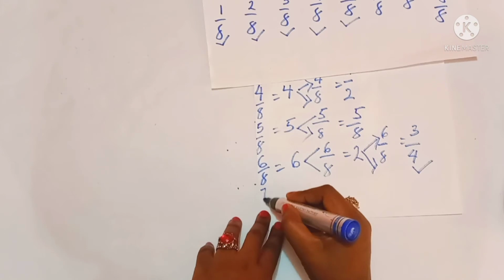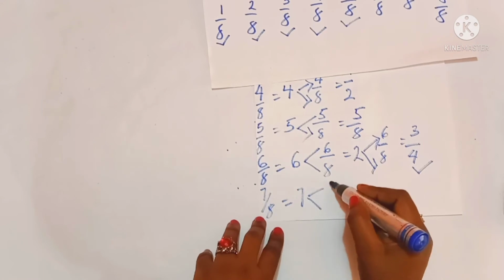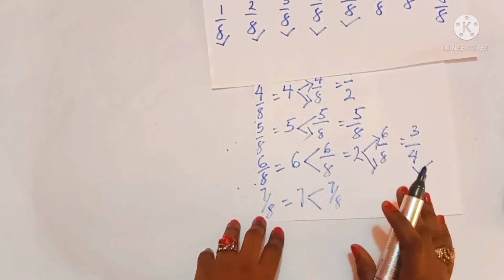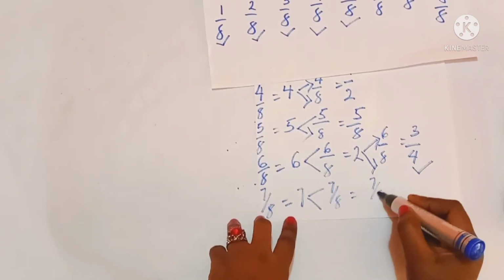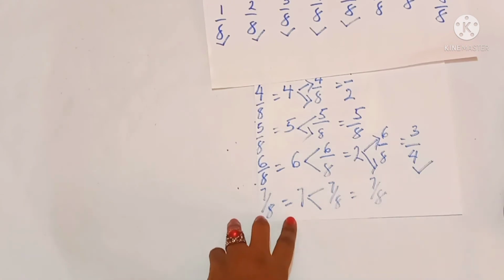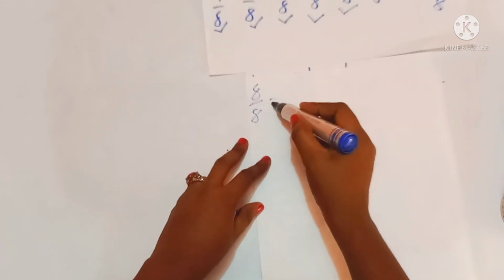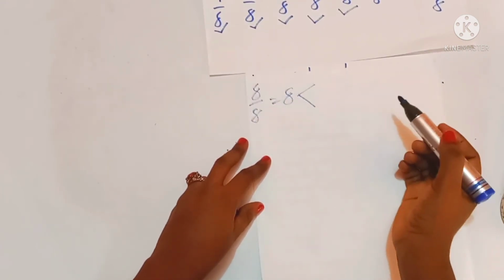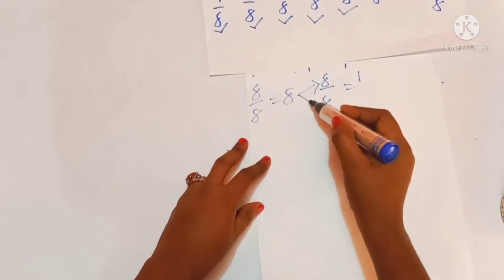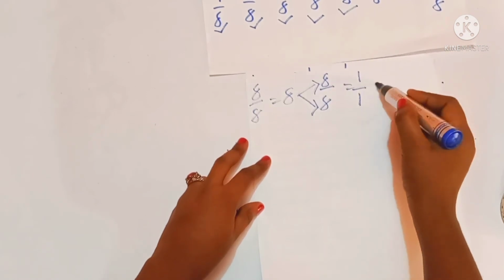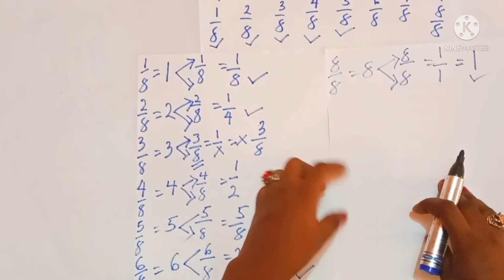Then the seventh one is 7 over 8. Just like the 3/8 and 5/8, this is not possible too, so we just leave it that way and move to the next one, which is 8/8. So 8 in 8, 1. So we have 1 here. This is the breakdown.